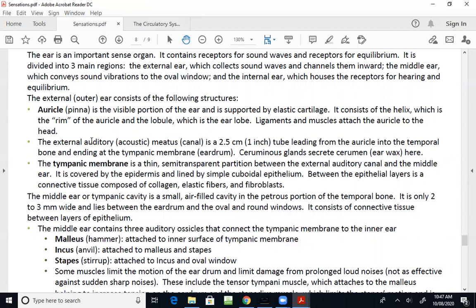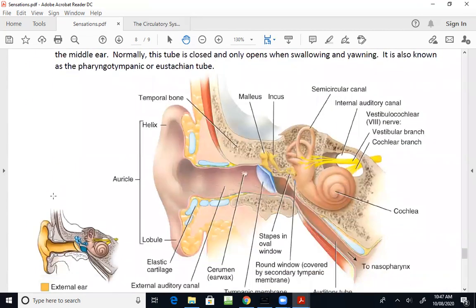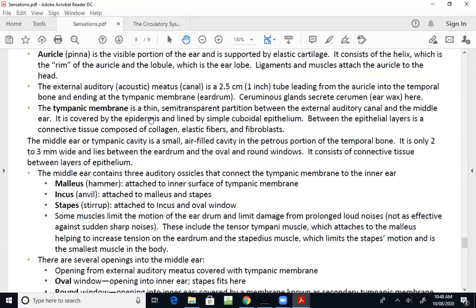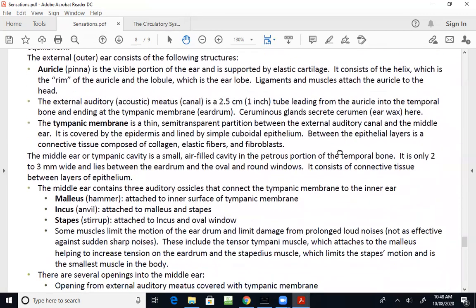3 major regions make up our ears: the external ear, which collects sound waves and channels them inward. That's what we can see, what we can stick a Q-tip in. Our middle ear conveys sound vibrations to what's called the oval window, an opening into our internal ear where the receptors for hearing are located, as well as the receptors for equilibrium. On this page, we really are going to focus more on the external or outer ear, and then the middle ear, where those auditory ossicles are located. Then on the next page, we'll talk more about these structures found in the inner ear, but I'll tell you what to highlight in that picture at the bottom before we do.